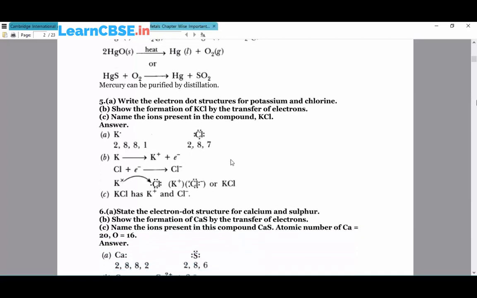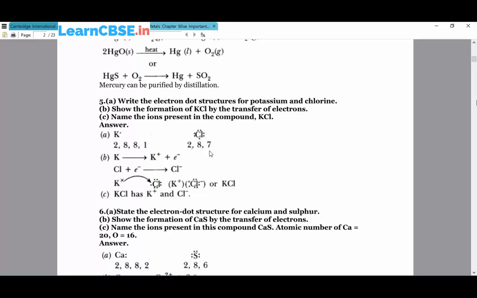Okay, so now the potassium and the chlorine. Potassium has atomic number 19, so the number of electrons is 19. We can split that: 2 electrons in the first shell, 8 electrons in the second shell, 8 electrons in the third shell, and 1 electron in the fourth shell.